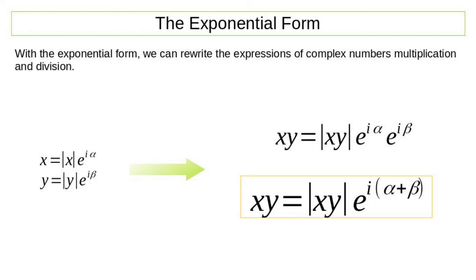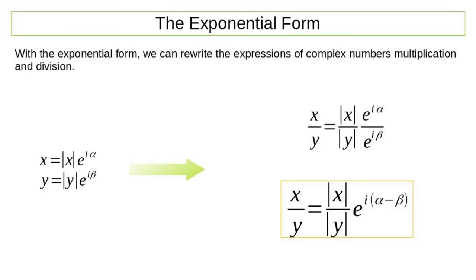From the properties of exponentials, we know that the product of two exponentials is equal to an exponential with the same base and the exponent equal to the sum of the exponents of the exponentials multiplied. So, the product xy is equal to the absolute value of xy times the exponential of i(alpha plus beta). We can apply the same reasoning for the division of two complex numbers.